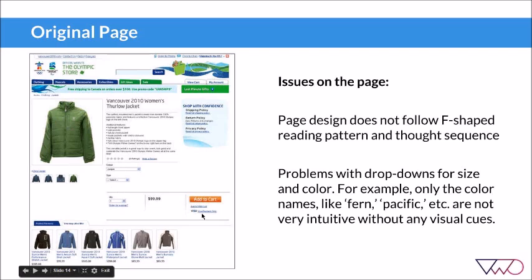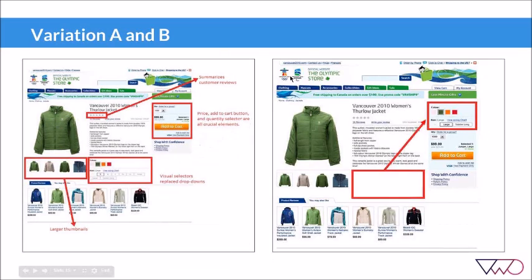But that does not follow the F-shaped pattern at all. And it is not even based on your thought sequence. If you see this big shop with confidence, shipping policy, return policy, and privacy policy, they're actually great. Although what I would prefer is if they were quickly summarized in 1 or 2 sentences, for this page at least. But fine. Moving on.